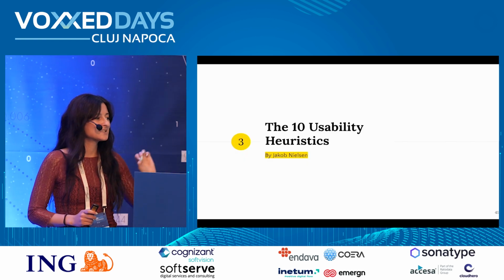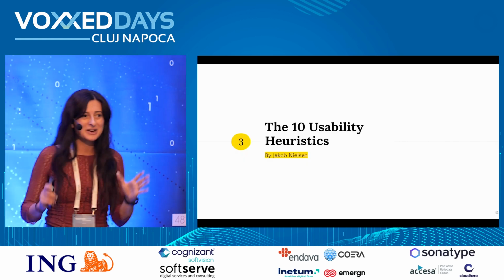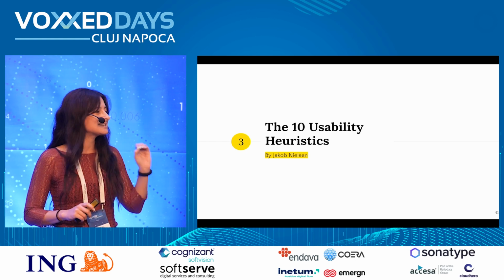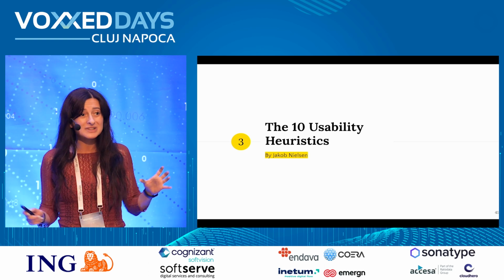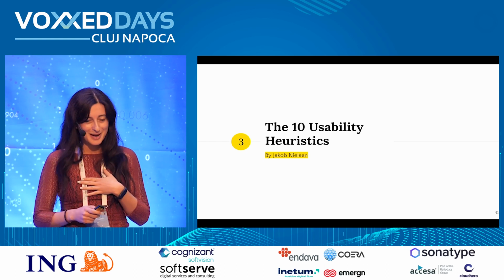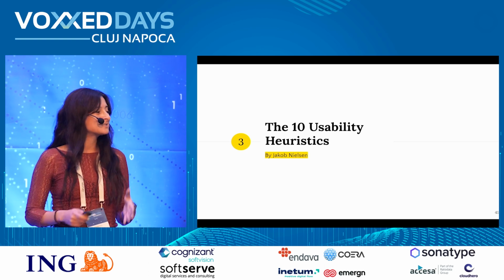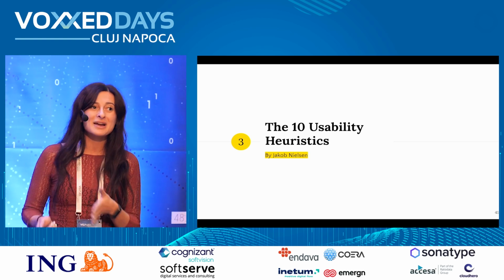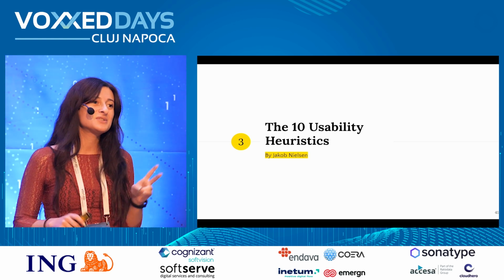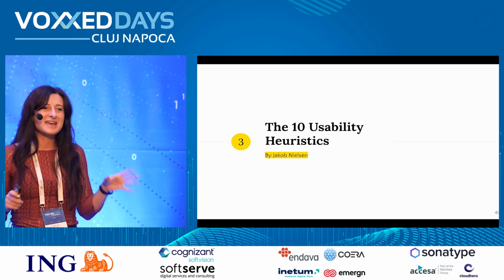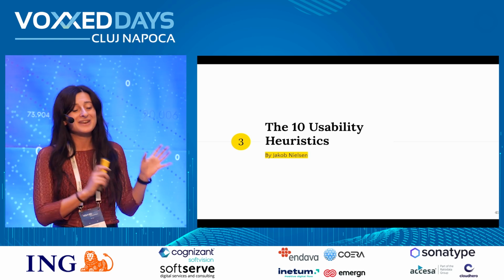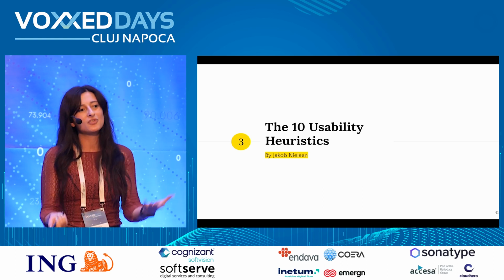All right, so finally, we are here and we will see the 10 examples of the 10 usability heuristics. This set of rules is not created by me, of course. They were created by Jakob Nielsen and Don Norman in 1995. These two guys, I don't know what exactly they did, but they came up with these 10 rules that we've been using since then in order to improve our products.